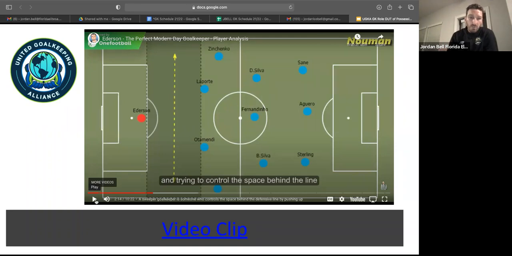Is he staying switched on? Is he reading the what if moments? Is he anticipating, which means his set position at the top of the box? Is he standing, getting ready for a shot? Or is he almost in a runner's position? Is he in a runner's pose, anticipating running out and clearing that ball? So we're going to watch it again, and I want you to write these notes down, and then we're going to talk about it in the next slide.